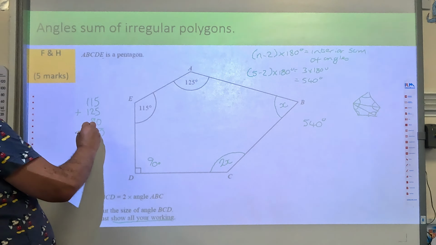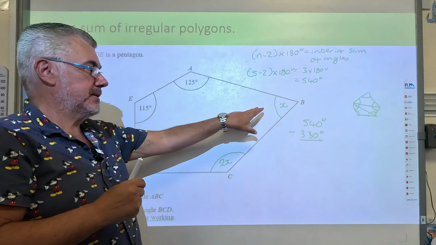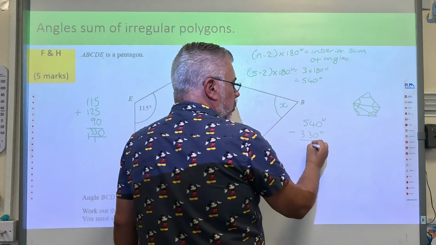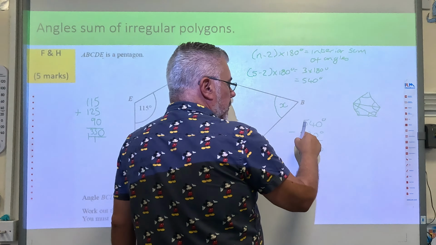So I'm going to do 540 take away 330. That gives me what these 2 must add to. If I know all of them sum to 540, taking these off leaves me with these, doesn't it? That makes sense. 0 take away 0. 4 take away 3 is 1. 5 take away 3 is 2. 210. These angles must sum to 210.